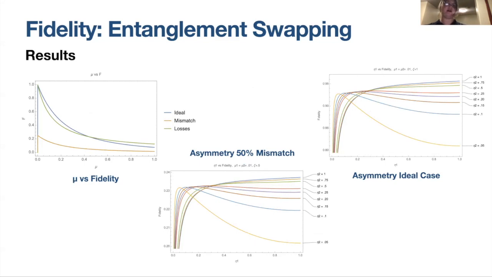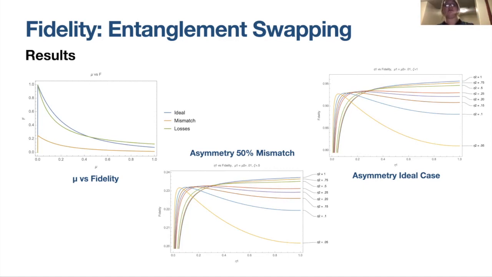Now, our result is that we see basically a similar story to that of HOM visibility. A fidelity of 1 means that two states match perfectly, and a fidelity of 0 means they don't match at all. Obviously, a fidelity closer to 1 is going to be better. Now, what we see here on the plot on the left is that mismatch affects things much, much more than losses do, compared to the ideal case, which is basically the same thing we had for HOM visibility.